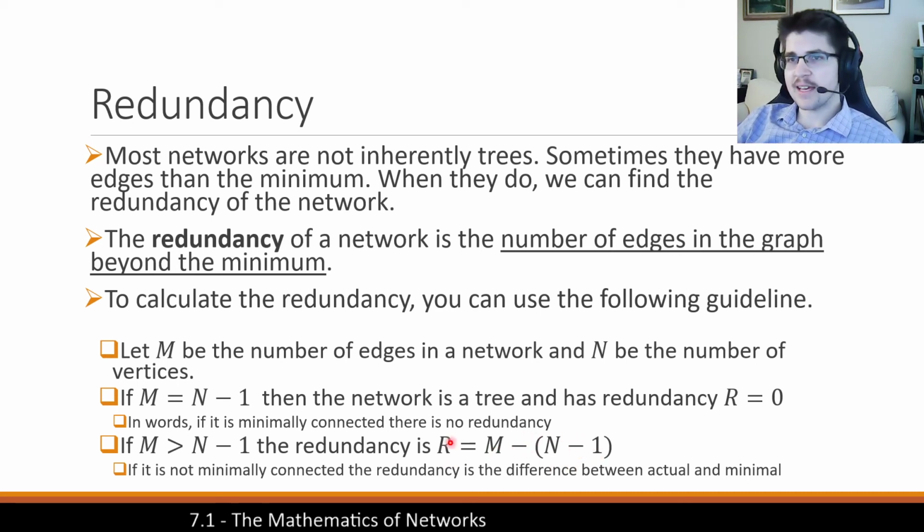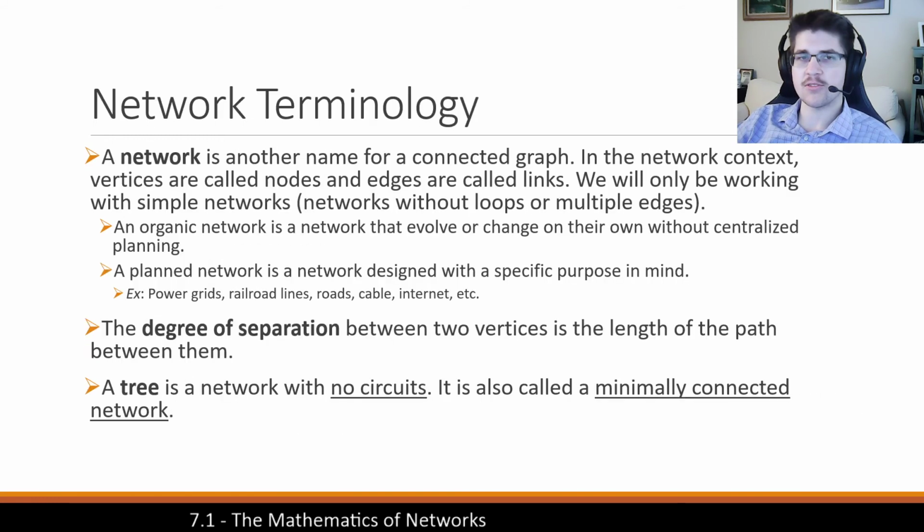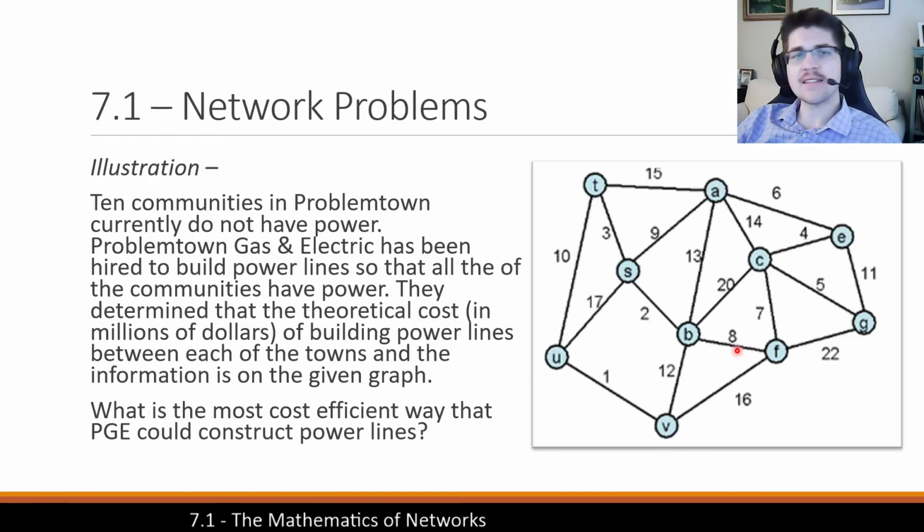And really all this is saying is that, well, if our number of edges is more than it should be in a minimally connected graph, it's the difference between how many edges it actually has and how many it should have. And that's going to be the redundancy. So you could use this formula, just figure out what is m, what is n, and plug it in. But I think it's easier just to use common sense to figure out the redundancy. Let's say we wanted to find the redundancy in this graph right here. Basically, you can do it simply by finding the number of edges that we have and how many we should have.